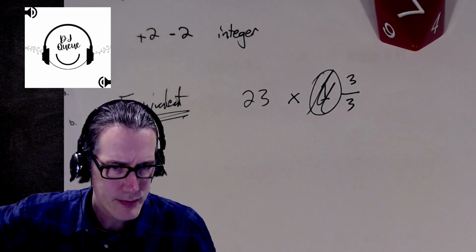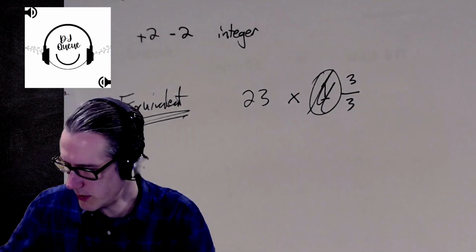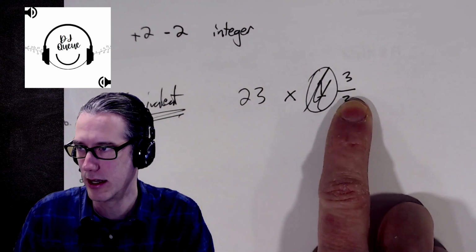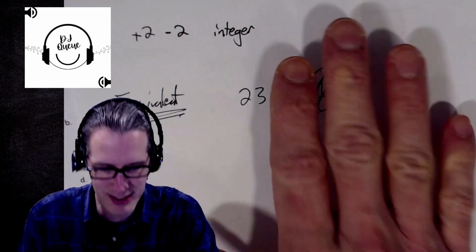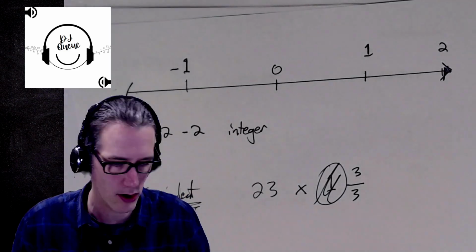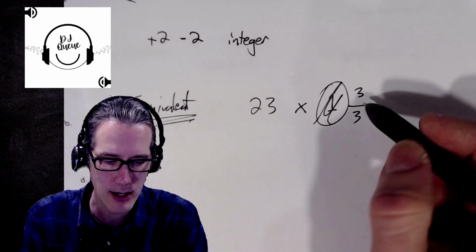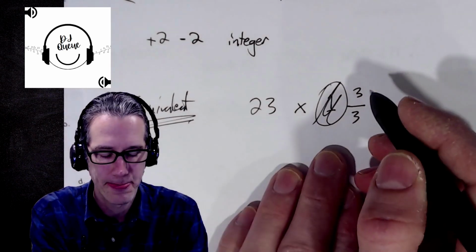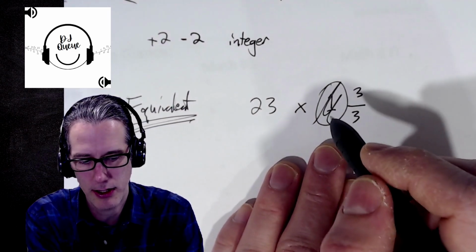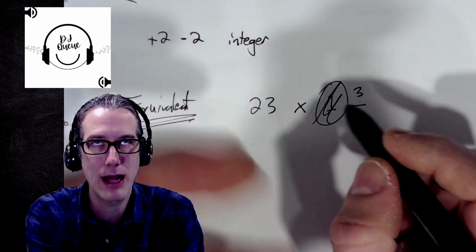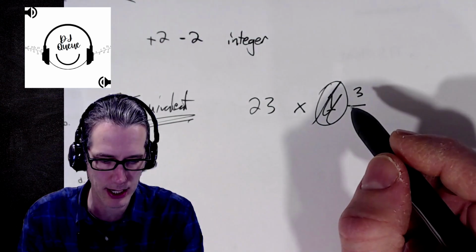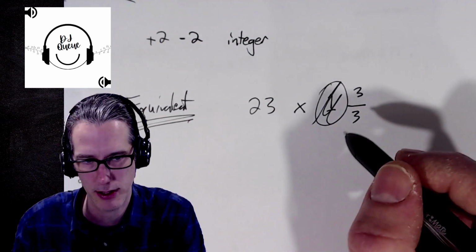Let's keep going. All right. So you can see that if I multiply this by 3 over 3, it doesn't change its value on the number line. It's still just 23. Now, because we can do this trick, and a lot of math is that, you're kind of balancing the idea of what it looks like versus what the actual value is.